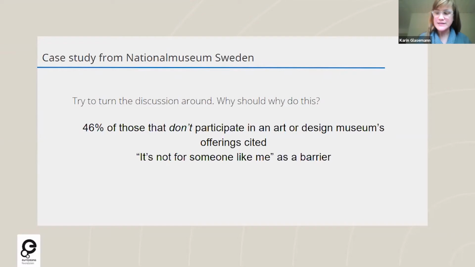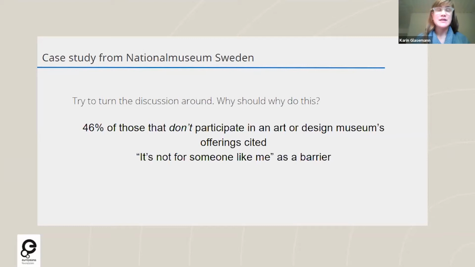So, as I said, the thing about inappropriate use is to turn the discussion a bit around, and not think about what the danger in doing this is, why would we be afraid of doing this, but more like, why should we do this? And one important point I tend to stress is that 46%, according to an analysis from, I think, 2017, of people that do not participate in art or design museums' offerings cited that "it's not for someone like me" as a barrier.